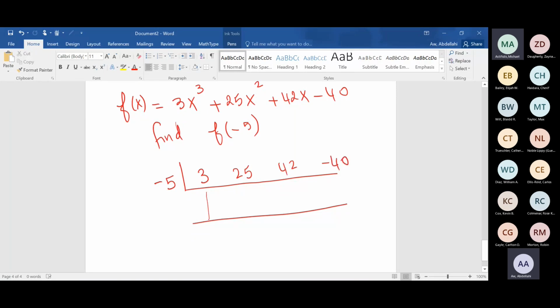Now we drop the 3. It's going to be 3 here. 3 times -5 is -15. And we add, we don't subtract, right? We always add, which is 10. This is negative 50, right? And do you see where the negative 50 comes from, everybody? It comes from 10 times negative 5, right? And we add, we get negative 8. Negative 8 times negative 5 is negative 40. I mean, it's positive 40. We add, we get 0. Somebody got a 0?